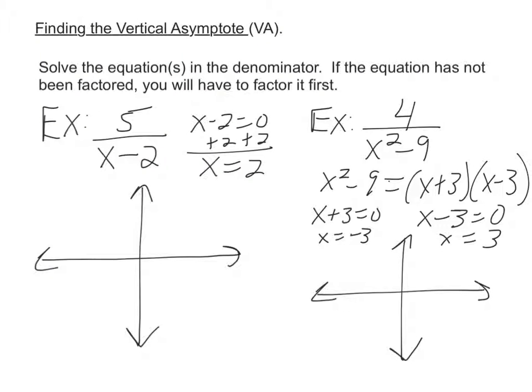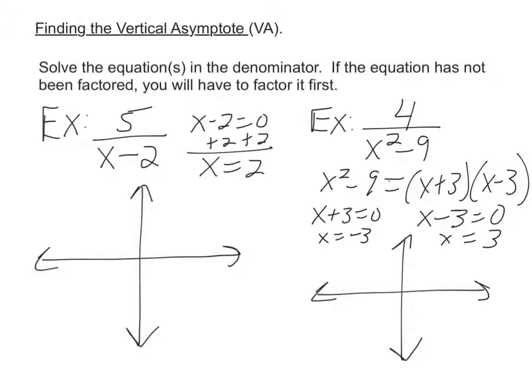And now for finding the vertical asymptote. We're not going to worry about the horizontal right now, so we don't care what's in the numerator, because we're only going to concentrate on the denominator, because the denominator always gives us our vertical asymptote. So don't worry about what's in the numerator, just look at what's in the denominator. Solve the equation in the denominator. If the equation has not been factored, you will have to factor it first.